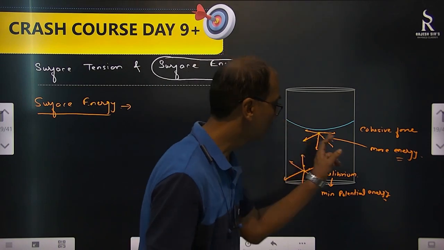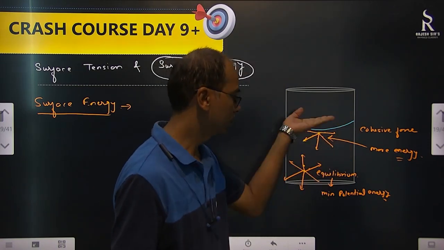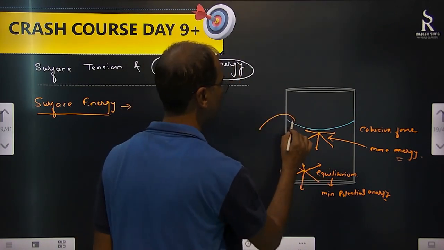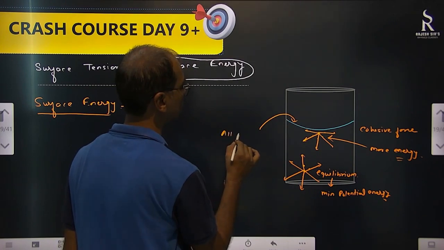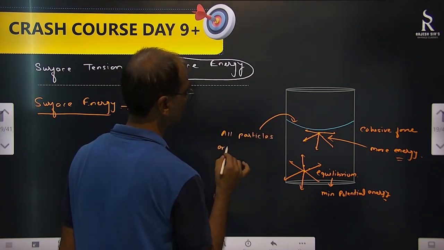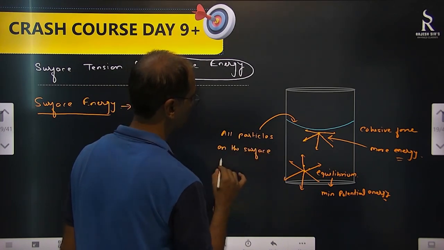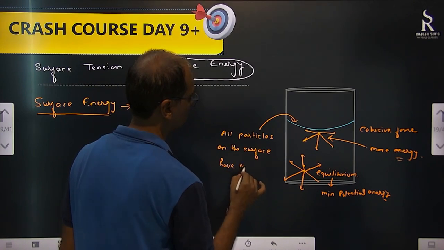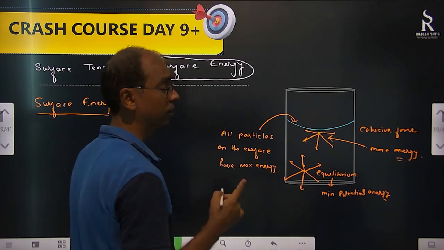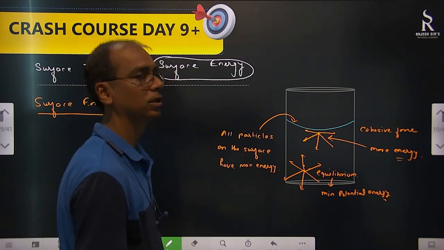So whatever particles are there on the surface, if we talk in terms of this one, then they have maximum energy. Okay, all particles on the surface have maximum energy. That's why surface energy is maximum. That's why we are talking about surface energy.